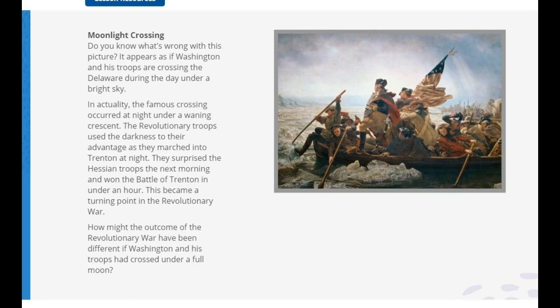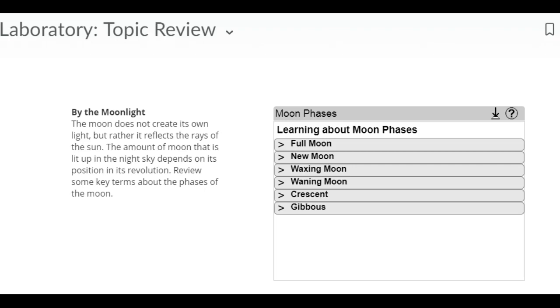And this is something that maybe if you see the picture and you don't think through all of those details, it wouldn't be an observation that you would make. But when we start studying the phases of the moon and you start putting all of it together, it makes sense, and you'll notice things like this. So we're going to start out with a topic review here.